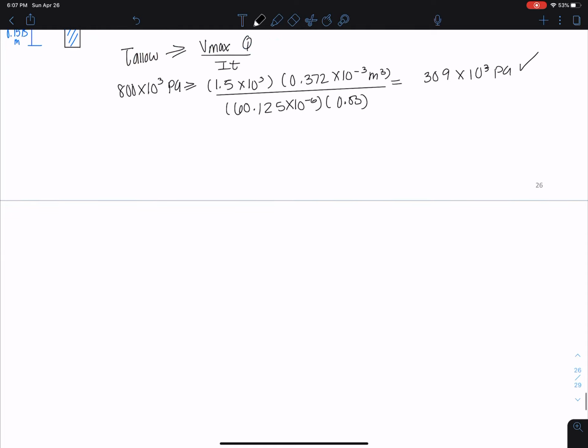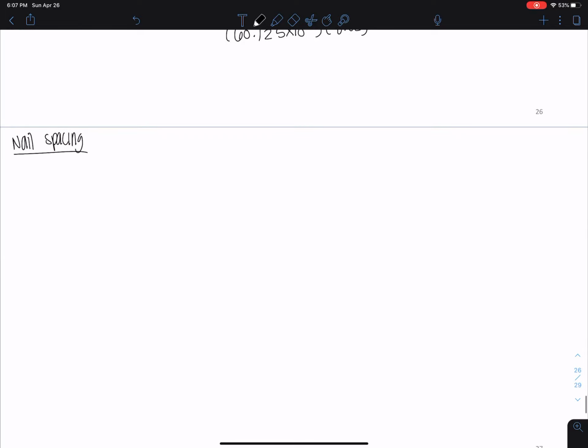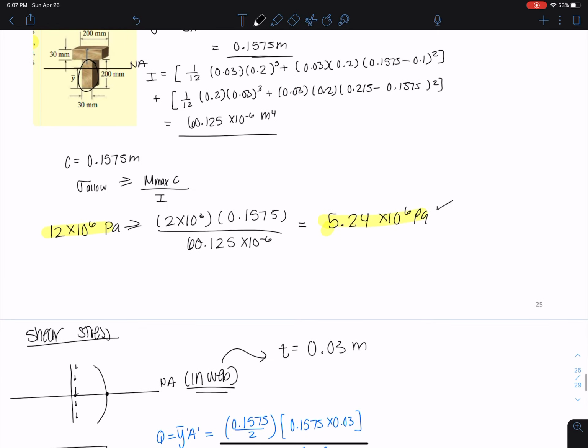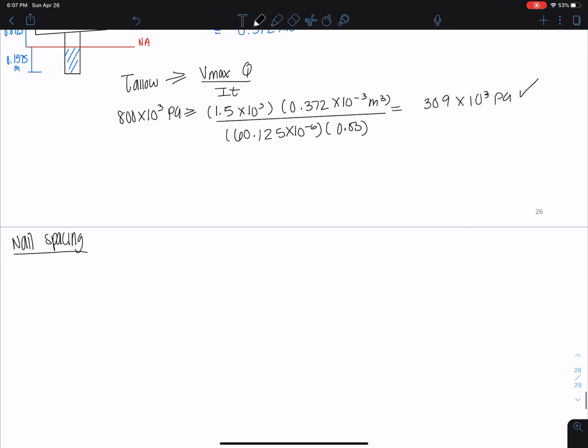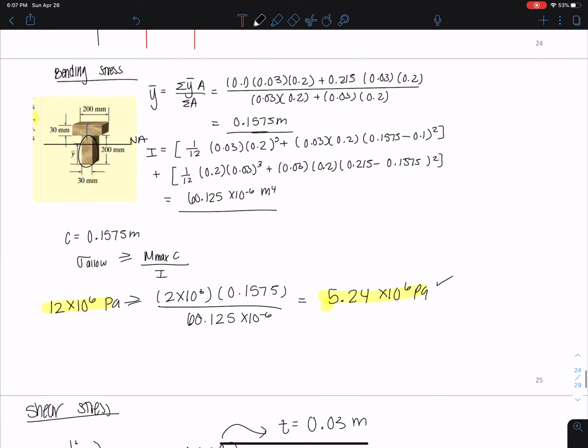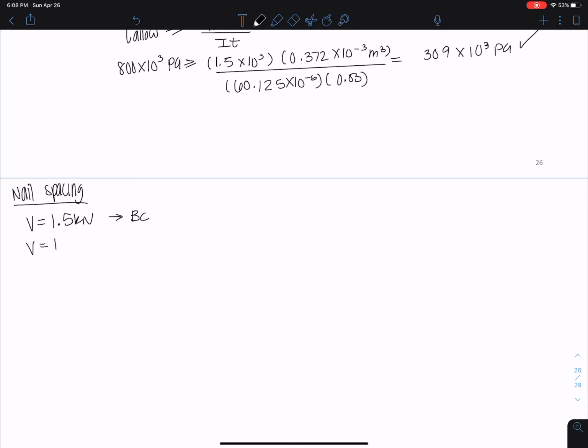We need to check the nail spacing now. From our shear diagram, we see that our shear basically varies over this entire span. It's changing, right? Our nail spacing depends on the magnitude of the shear in the beam, and for simplicity and to be conservative, we can design the spacing on the basis of V equals 1.5. So we'll choose V equals 1.5 kilonewtons for BC. So let me show you. We'll design it based on the 1.5, not on these different values, and then we'll design it based on the 1 for CD. This is going to make us a little bit more efficient and save us some nails.